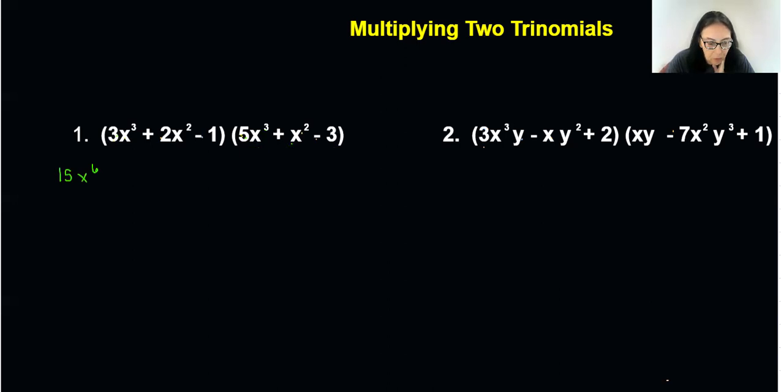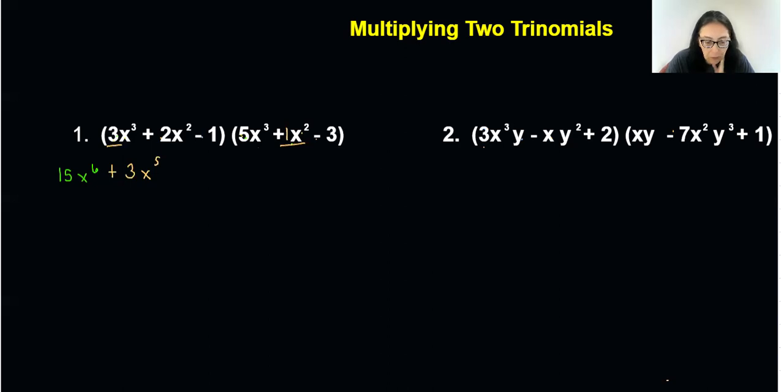So let's change the color here. So I'm going to take this times this. If you want to put a 1 there, go ahead. A positive times a positive is a positive. 3 times 1 is 3. Then we got to add our exponents. X to the third times x squared is x to the fifth. And then we've got to go on to our next one.